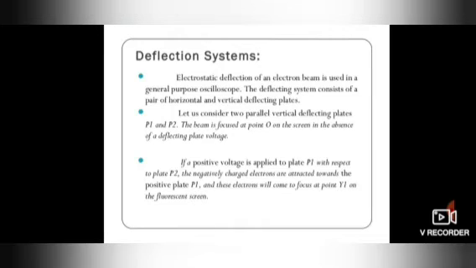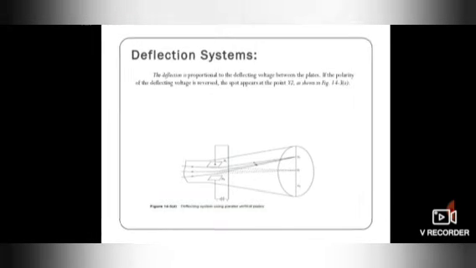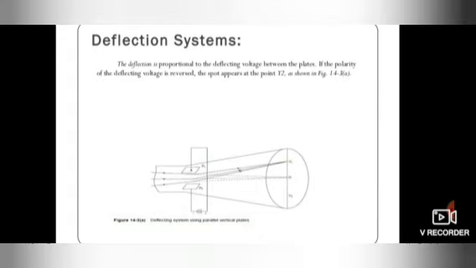If a positive voltage is applied to plate P1 with respect to plate P2, the negatively charged electrons are attracted towards the positive plate P1 and these electrons will come to focus at point Y1 on the fluorescent screen. It is the deflection system. The deflection is proportional to the deflection voltage between the plates. If the polarity of the deflecting voltage is reversed, the spot appears at the point Y2 as shown in figure. See the diagram.